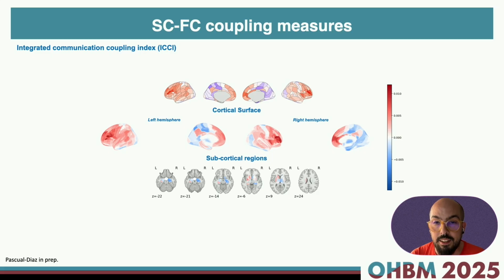What we see here is how structure and function are related, and we see that for different regions, structure and function are more related, and for other regions they are less related.